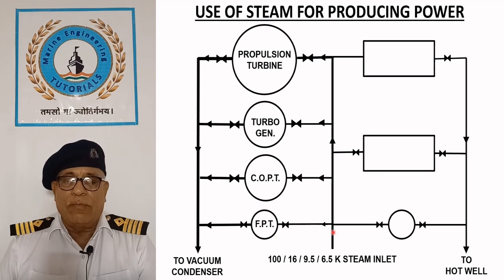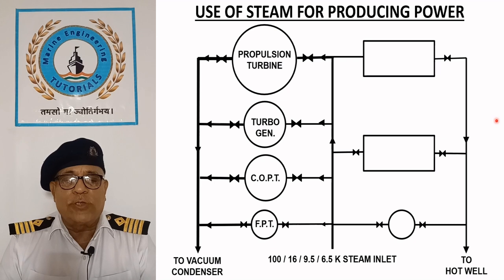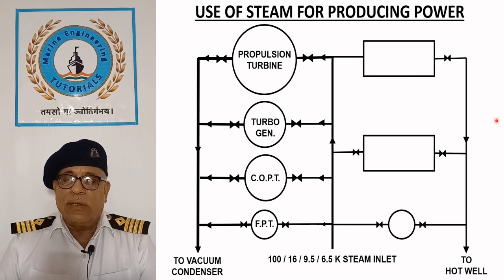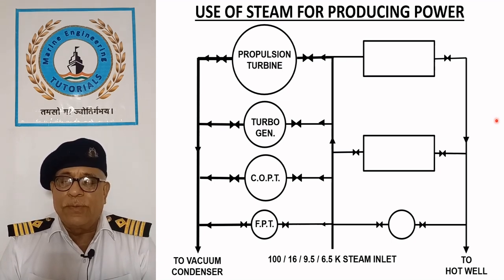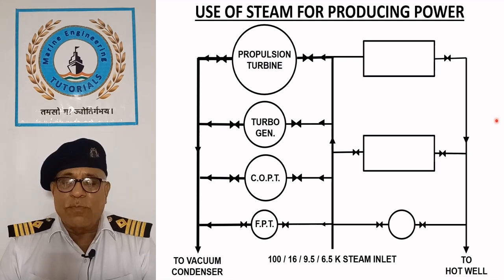Feed pump turbine. Turbo feed pumps were used on steamships to supply feed water to the main boilers, operating with high pressure steam up to 100 bar. On tankers, turbo feed pumps are occasionally used to supply feed water to auxiliary boilers, operating on low pressure steam around 16 bar.